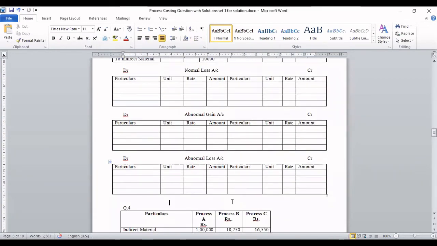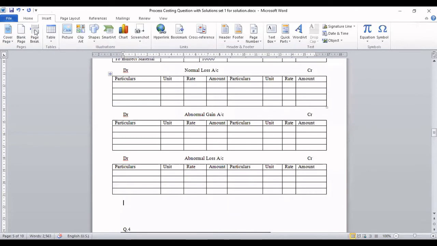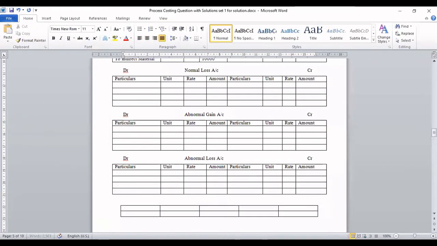Here we go. We need 5 columns. 1, 2, 3, 4, 5. Here I'll give the heading: this is my working note. This we are preparing for finding out the value of CPU and abnormal loss or gain, correct? So let us start.